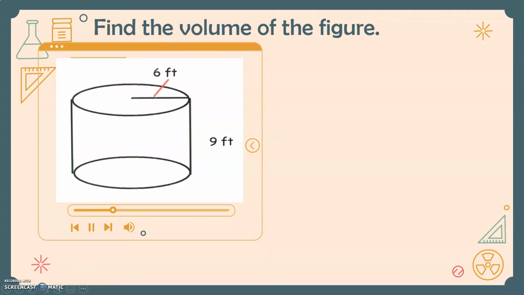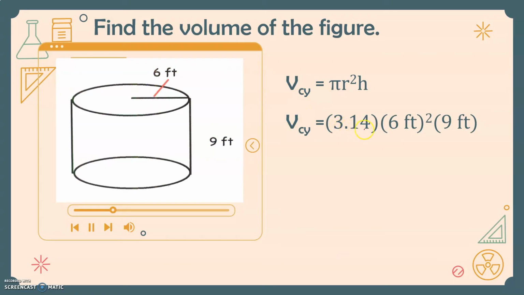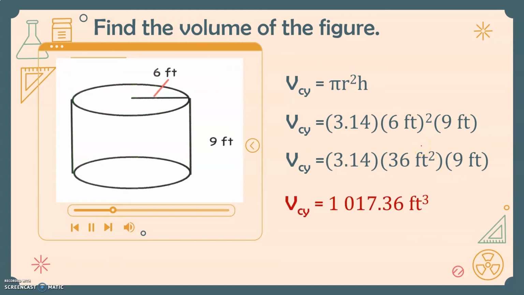Find the volume of the cylinder below, which has a height of 9 feet and a radius of 6 feet. Again, the formula that we will use to find the volume of a cylinder is pi r squared times height. So all we need to do is to substitute the given information here in our formula. By doing so, we'll have 3.14 times 6 feet squared times 9 feet. 6 feet squared is equal to 36 square feet. Multiply it by 3.14 and 9 feet will give us 1017.36 cubic feet.